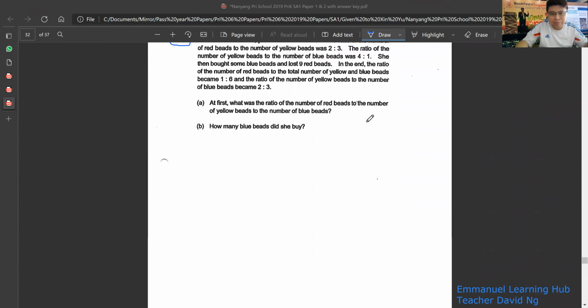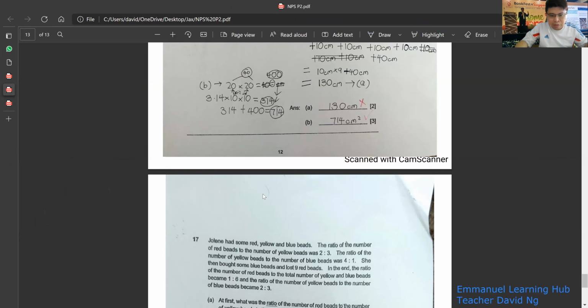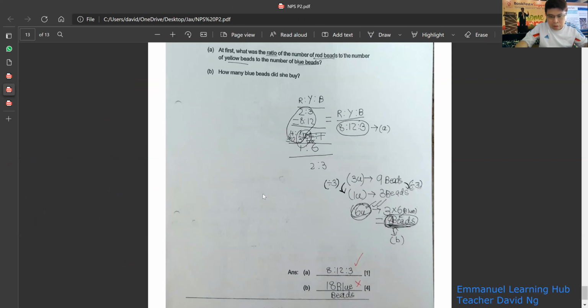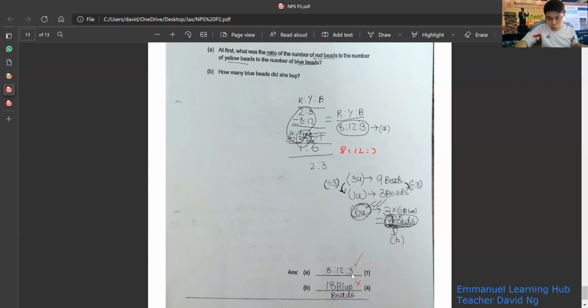Okay, 17. Last question. Part B, you got it wrong. 8 to 12 to 3. I'm going to use the answer here to do B. Chances are you need to use the answer here to do B. 8 to 12 to 3.